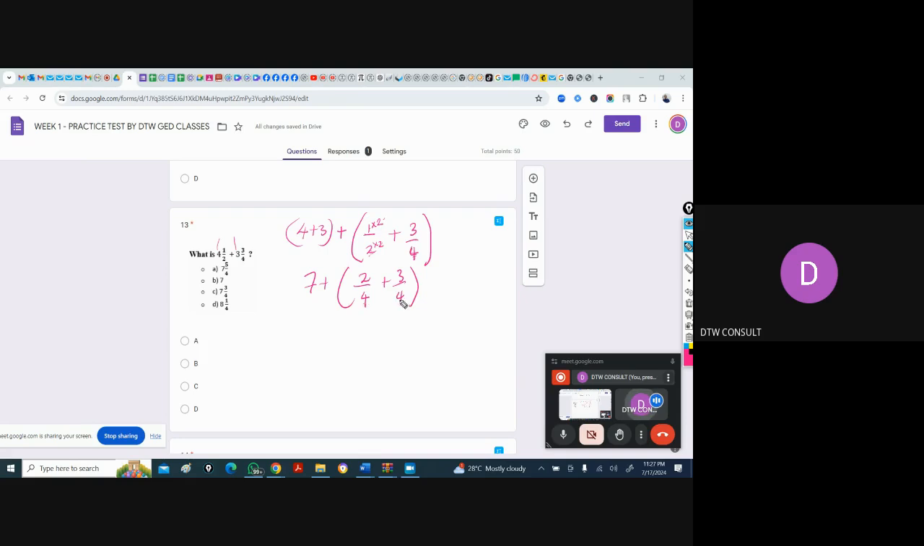When you have the same denominator, in fractions you can now add the top numbers. So this gives us 7, plus 2 plus 3 is 5, over 4. And finally, our answer is 7 whole number, 5 over 4. Do you see that? Yes.